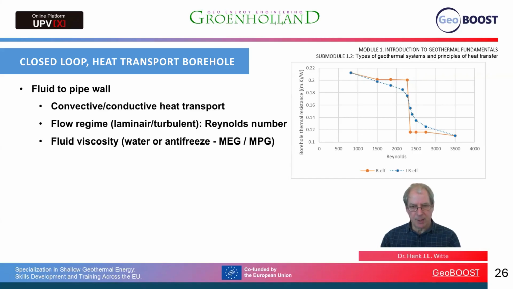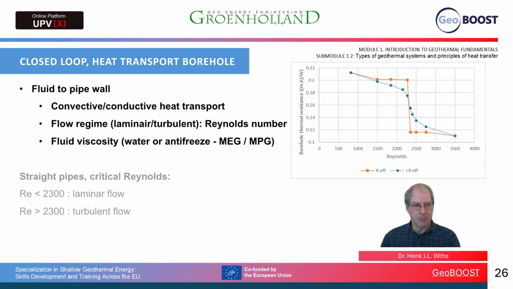High Reynolds number above 2300, we assume turbulent flow. A low Reynolds number below 2300, we assume laminar flow. So the Reynolds number of 2300 for straight pipes is like a magic Reynolds number. It depends on the fluid viscosity, which again depends on the type of circulating fluid. Is this water or an antifreeze mix? And also it depends on the temperature.